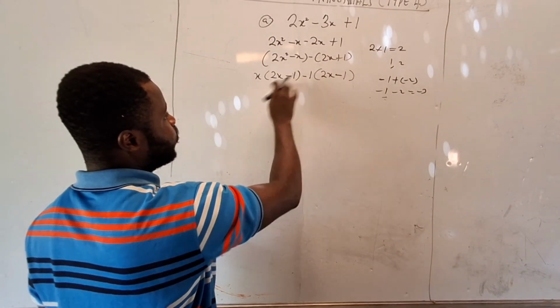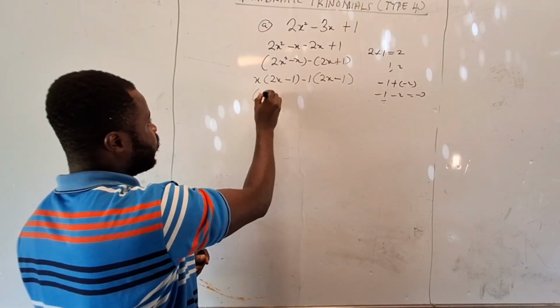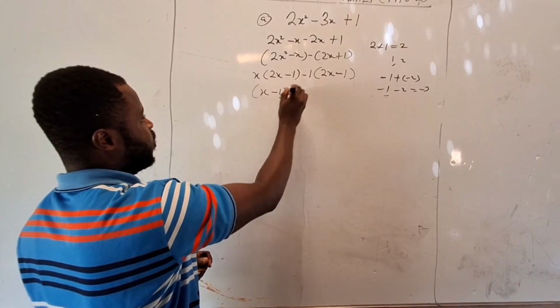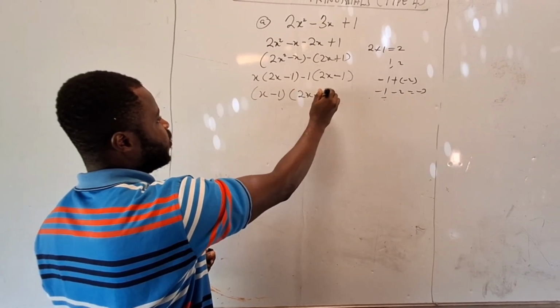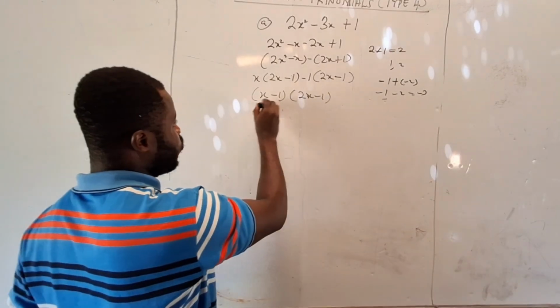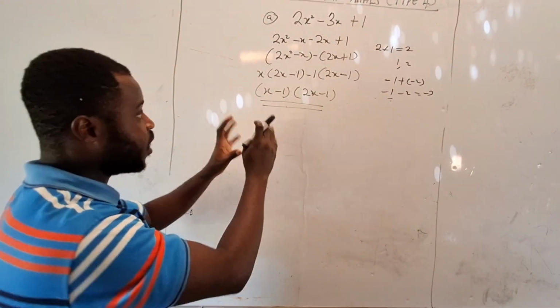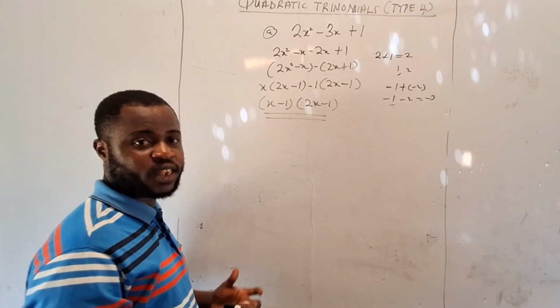So we have gotten this element. Now we have x minus 1 in one bracket, then we have 2x minus 1 in another bracket. To factorize this completely, this is how it is done. Let's quickly take another question.